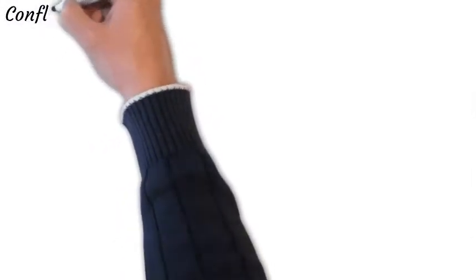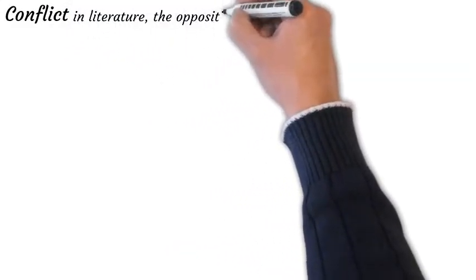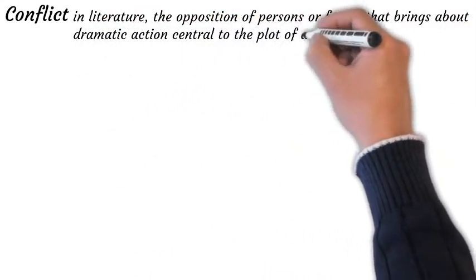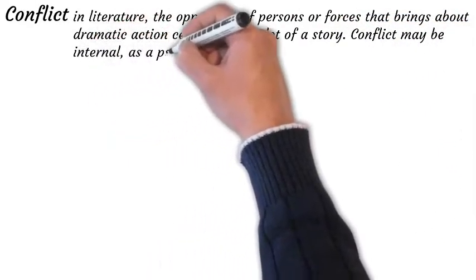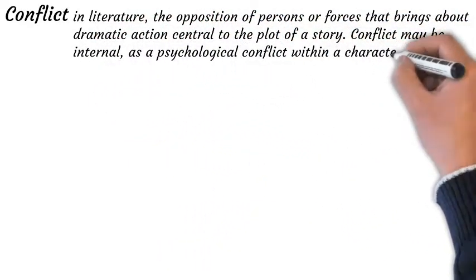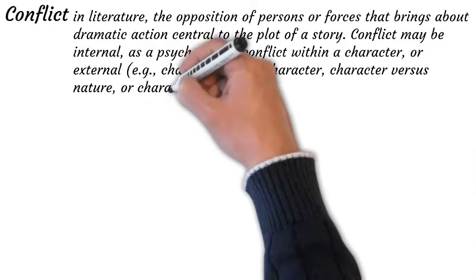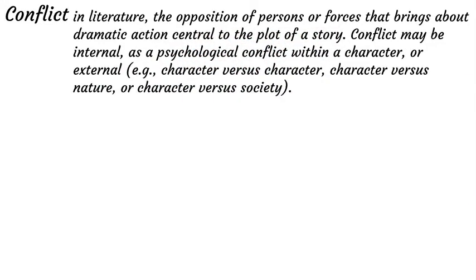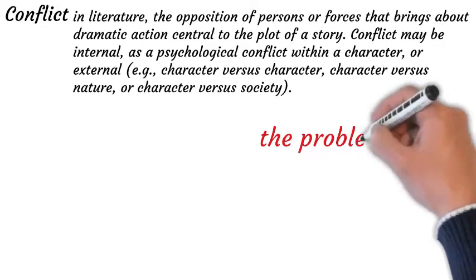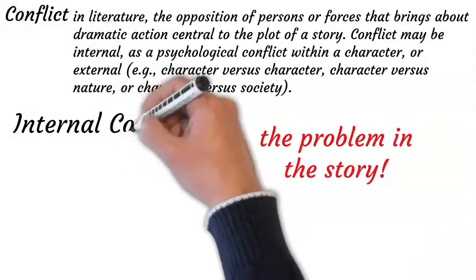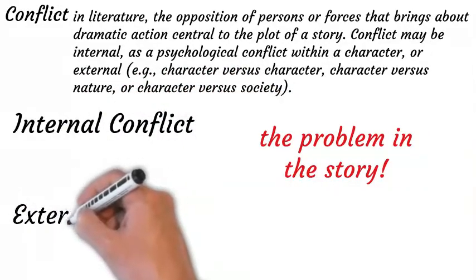The other problem I've noticed you guys have been having has been with conflict. So let's review conflict real quickly. Conflict in literature is the opposition of persons or forces that brings about the dramatic action central to the plot of the story. Conflict may be internal, as a psychological conflict within a character, or external. Examples of that are character versus character, character versus nature, or character versus society. So if I'm going to take that big definition and just make it really easy, conflict is the problem in the story. There are two categories of conflict: internal conflict and external conflict.